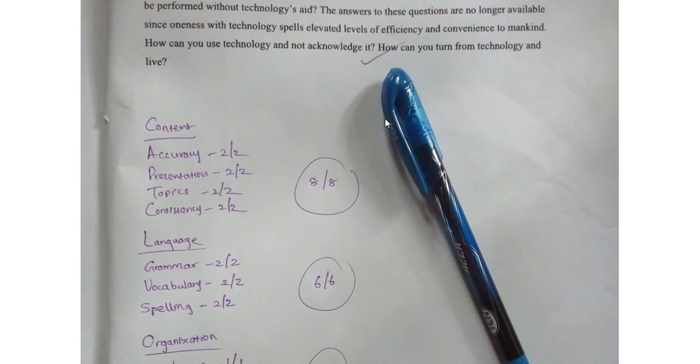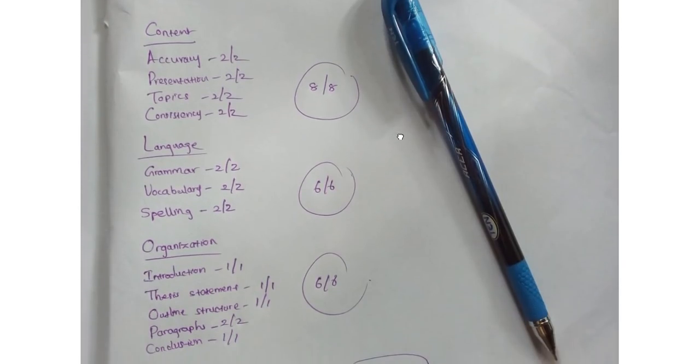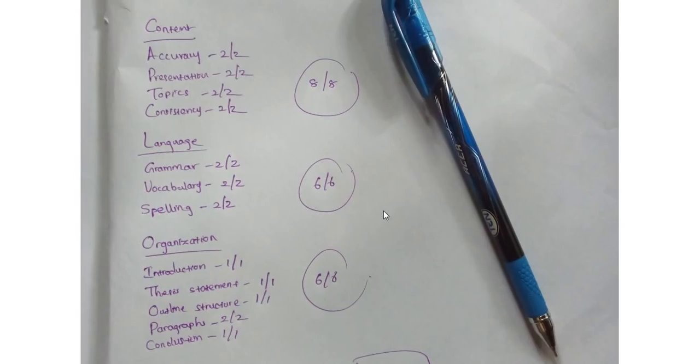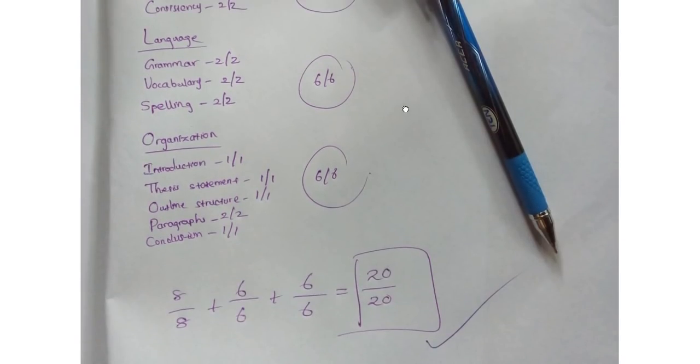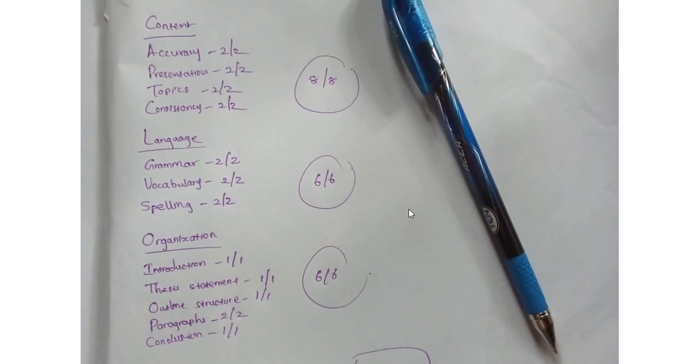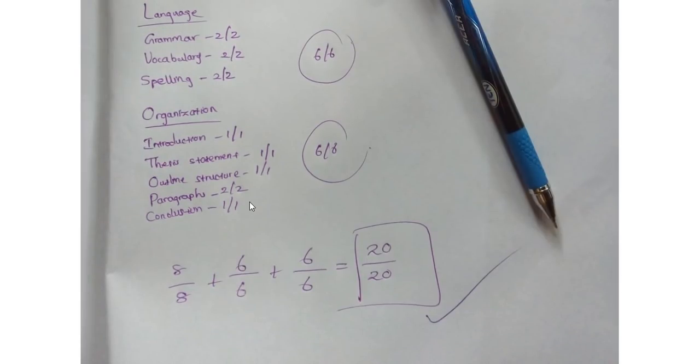Okay, this particular sample essay has obtained 20 out of 20, that is a perfect 100, as per the unanimous ruling of 4 lecturers, right? This is how the marks distribution has taken place for the content, organization and the language. These are the sub criteria under content: accuracy, presentation, topics and the consistency of thought. Coming to language: grammar, vocabulary and spelling. And organization: introduction, thesis statement, outline structure, paragraphs and conclusion.